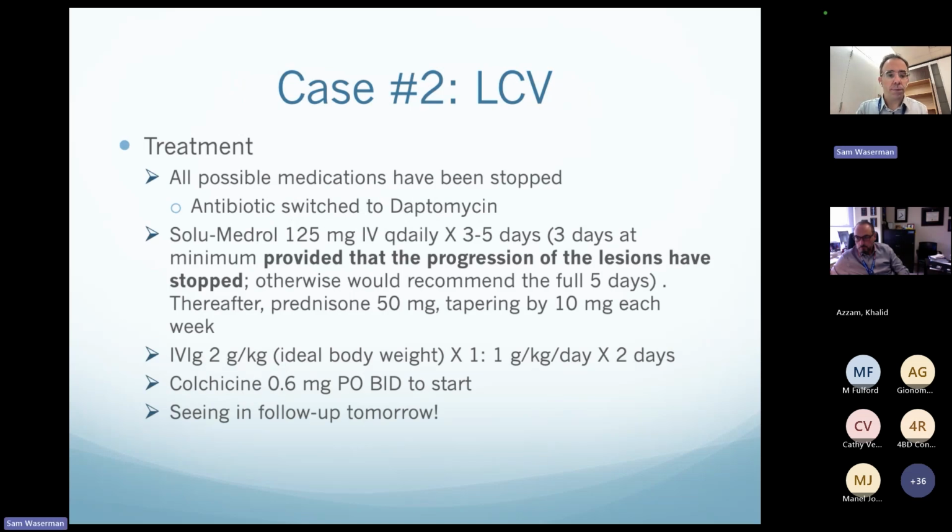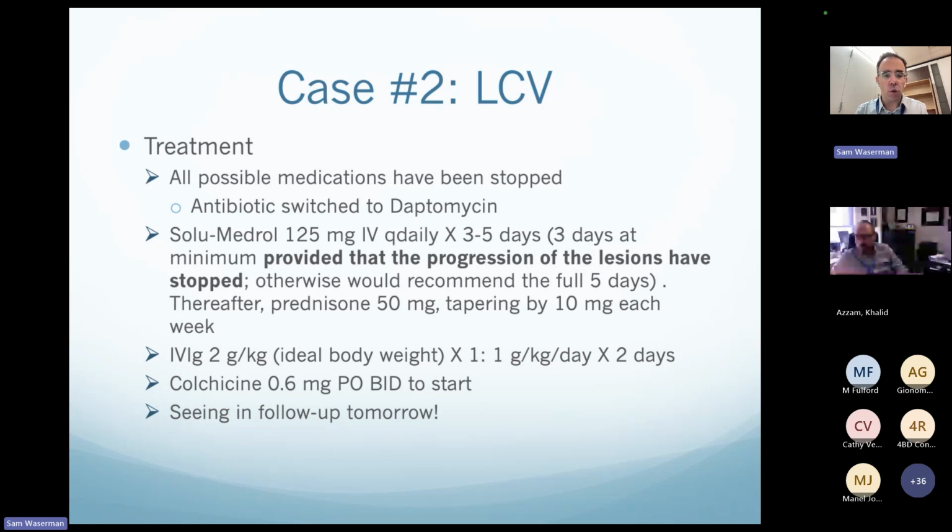So all possible medications had been stopped. As I mentioned before, her IV NSAID was switched to daptomycin. So what I recommended to the team was pulse Solu-Medrol, 125 milligrams IV daily for at least 3 days.